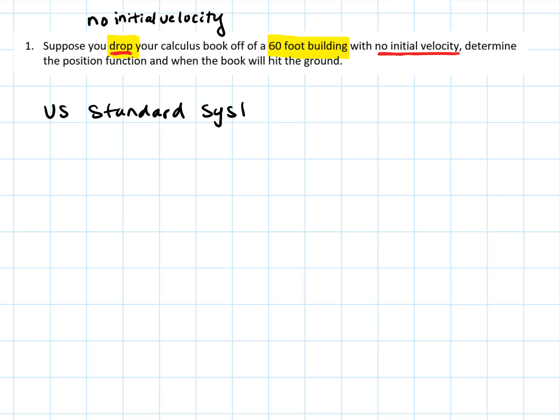And in the U.S. standard system, acceleration will be equal and opposite to the force of gravity because gravity is pulling it down to Earth. So a of t is going to be negative 32 feet per second squared. Okay, that's the concept we just talked about.